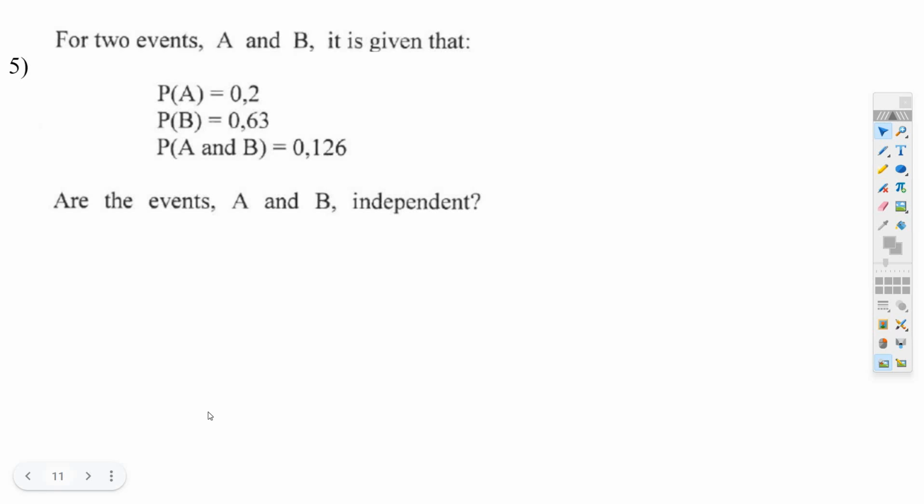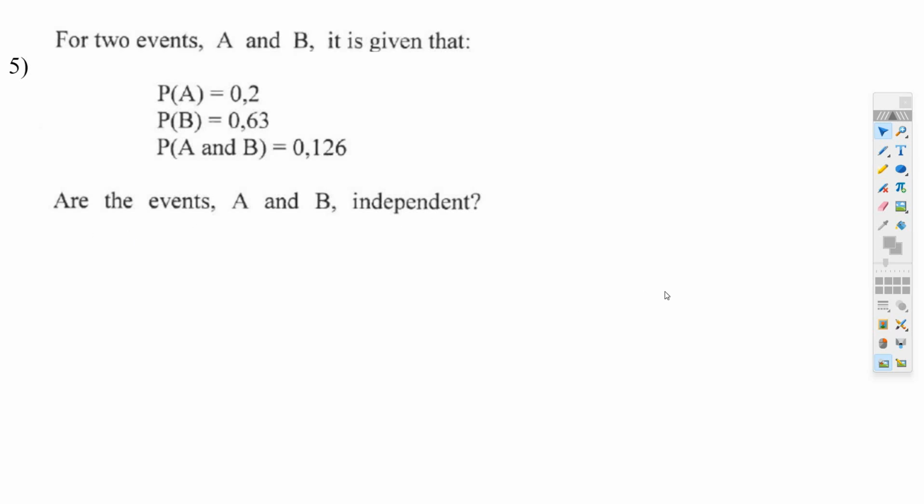Okay, this is the first question we did, the exam question we did in the probability workshop we did today. Let's just take a look at it. It gives you, for two events, the probability of A is 0.2, the probability of B is 0.63, and the probability of A and B is 0.126. The question is, are the events A and B independent?